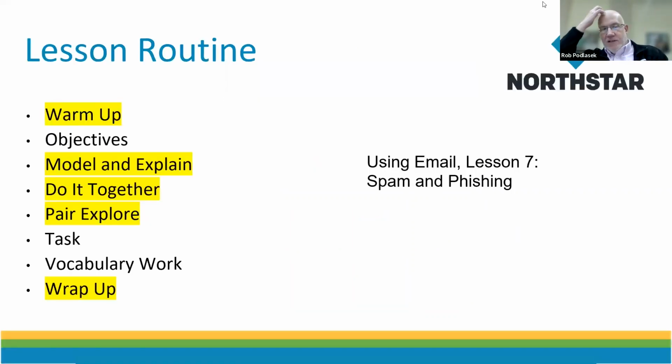Let's look at another lesson. We're going to look at using email, lesson 7, which is on spam and phishing. So in lesson 7 of the email unit, there is that piece on internet security. And then later on, Northstar added that entire unit on your digital footprint and safety and things like that. So we're going to do lesson 7 on phishing, and we're going to look at the warm up, the model and explain, the do it together piece, the pair explore, and then the wrap up.